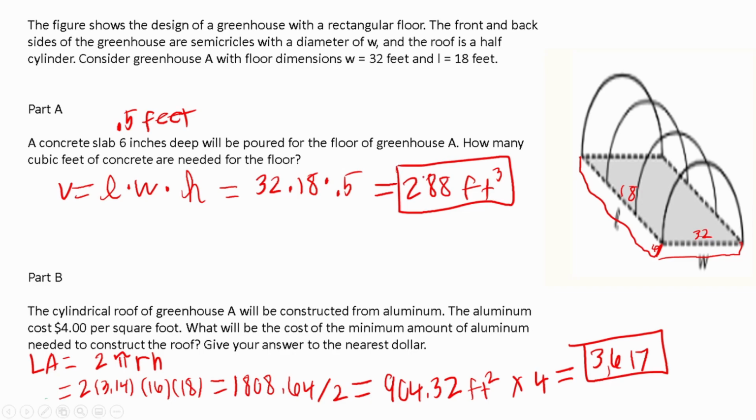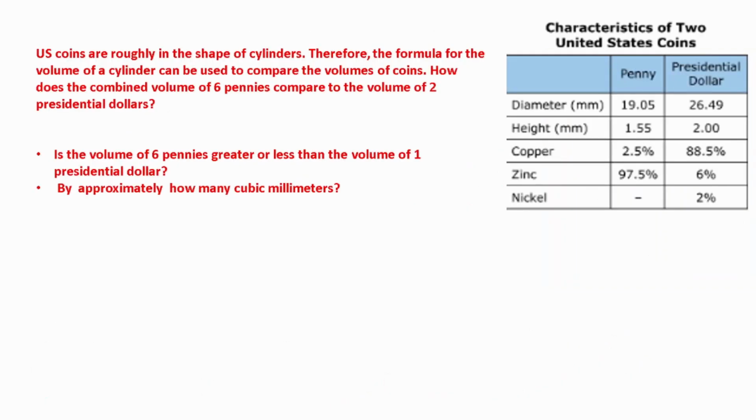Here are the two answers to these problems. Awesome. A lot of work, a lot of thinking, but we got to the answer. Next up, it says US coins are roughly the shape of cylinders. Therefore, the formula for the volume of a cylinder can be used to compare the volumes of coins. How does the combined volume of 6 pennies compare to the volume of a presidential dollar?